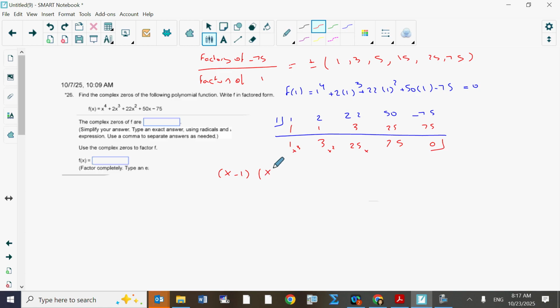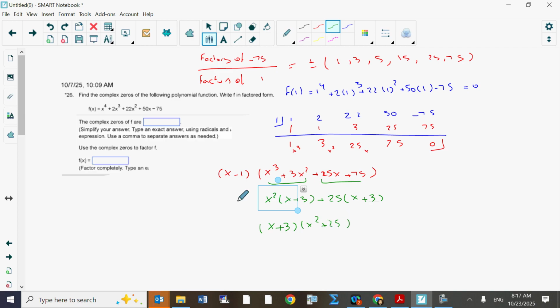So the other factor is x to the 3 plus 3x squared plus 25x plus 75. Now, can I factor this more? Yes, I can put these in groups. And here I'm going to factor x squared. So I will have x plus 3 left. The second one I can factor 25 and x plus 3 will be left. Now factor x plus 3. I will have x squared plus 25. The other factor was already x minus 1.